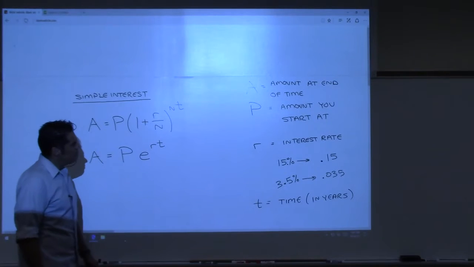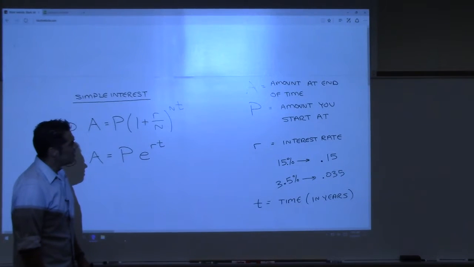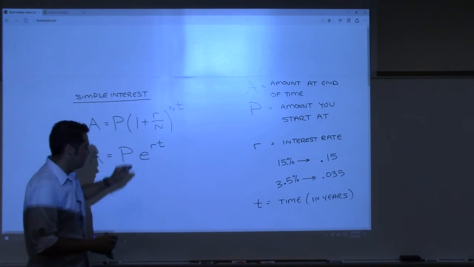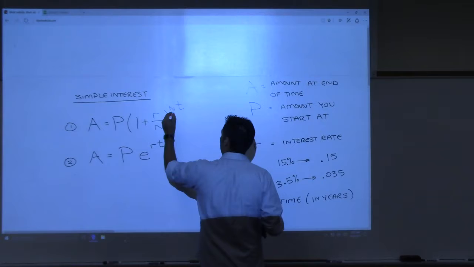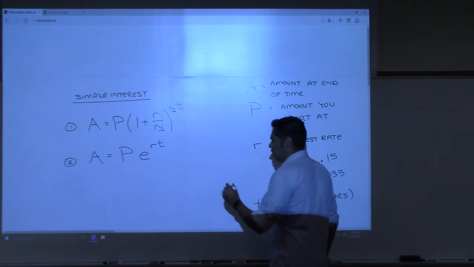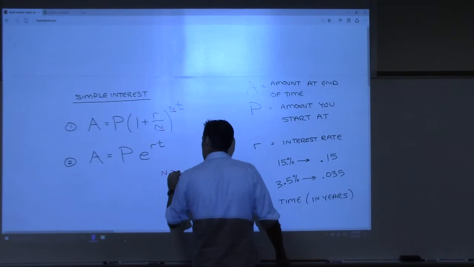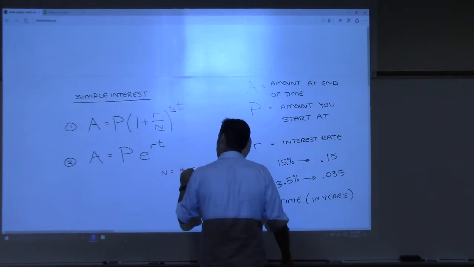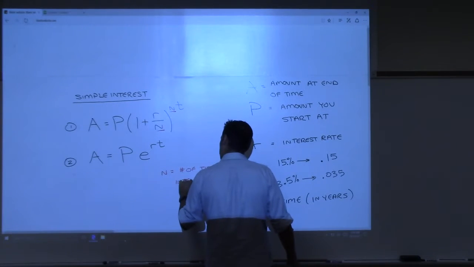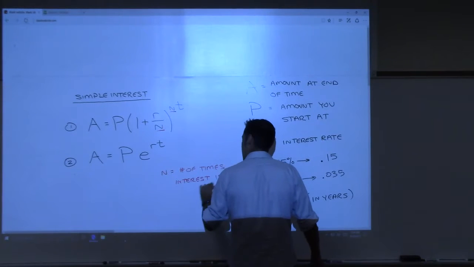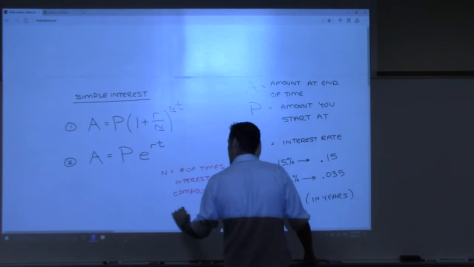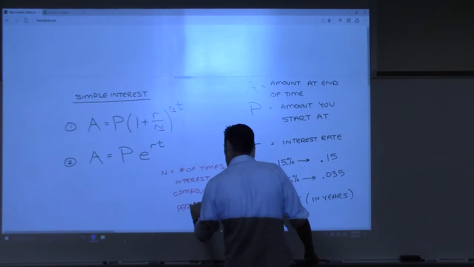The only thing I haven't given you is what? The n. And the n only appears in the first formula, right? It does not appear here. The n is kind of a special value. What it is, n, is the number of times interest is compounded per year.